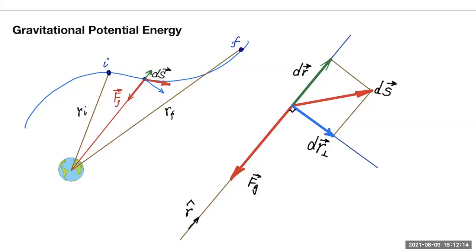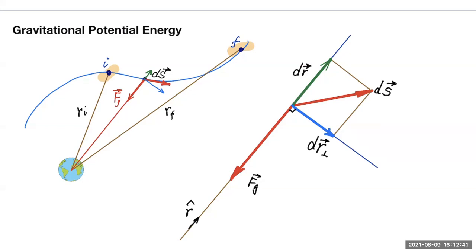Suppose I have this object, all right? It moves along an arbitrary path from this initial position right here to a final position right there under the influence of gravity of, say, the Earth. So as it moves from initial to final along this arbitrary path, the magnitude and direction of the force of gravity, F sub g, keeps on changing.